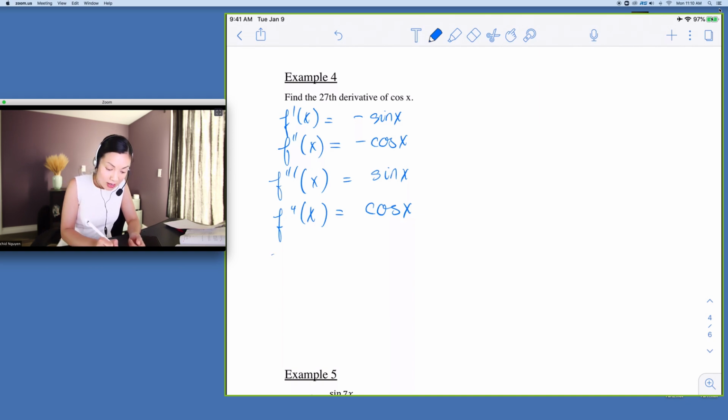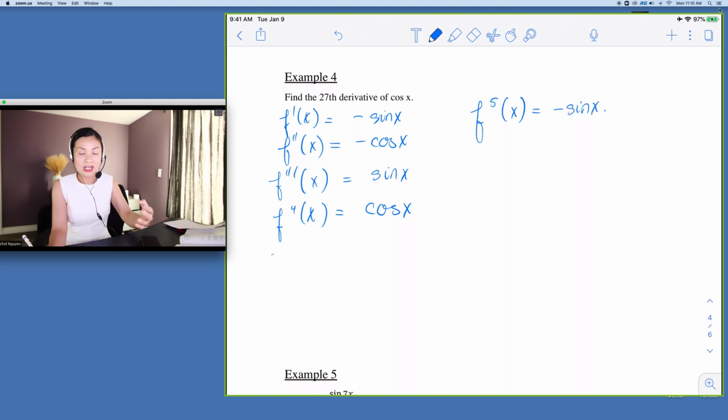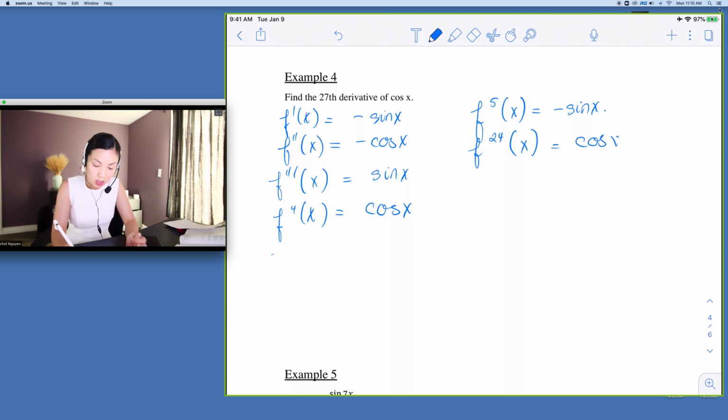So if you keep going in the same manner, we're going to get back to negative sine of x and so on. So you see that if we go to the power of 4, so let's say f of a multiple of 4, which is 24. I have to pick a number, a multiple of 4, but less than 27. So the multiple of 4 is going to give me back the cosine.